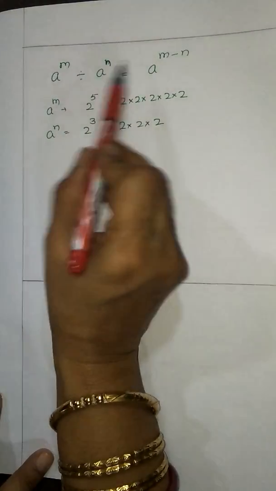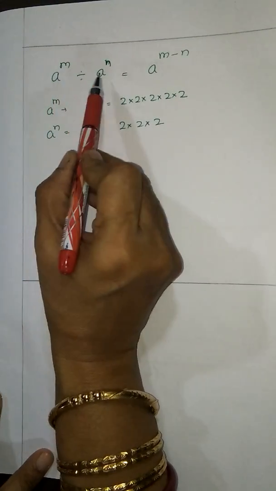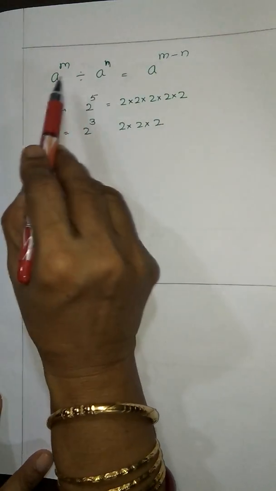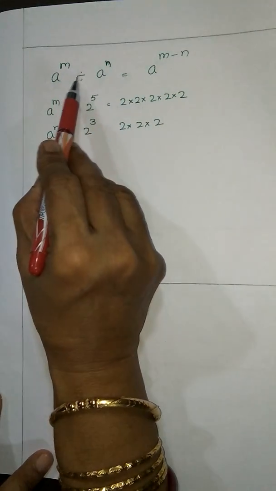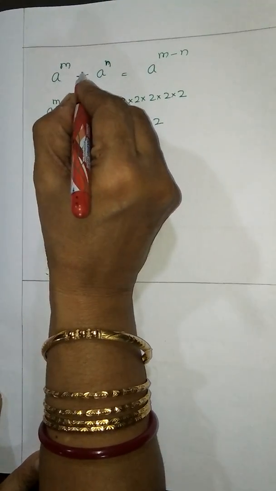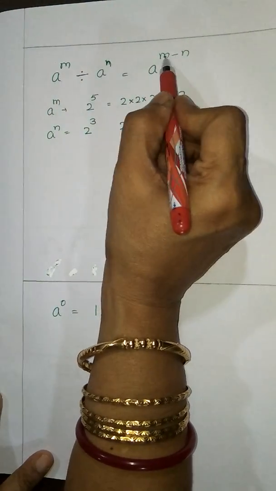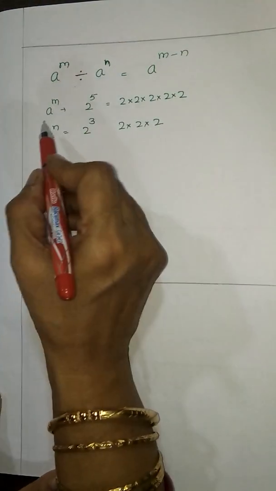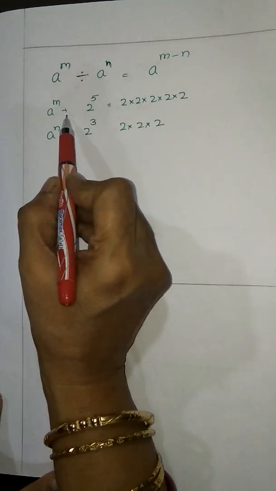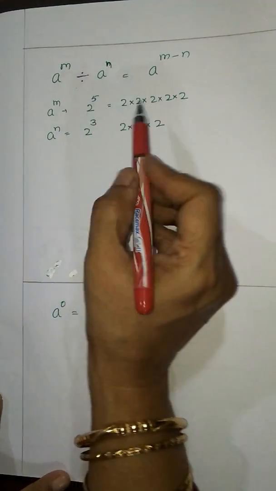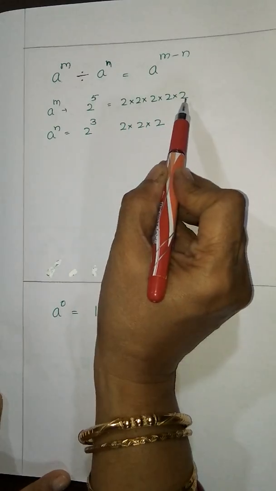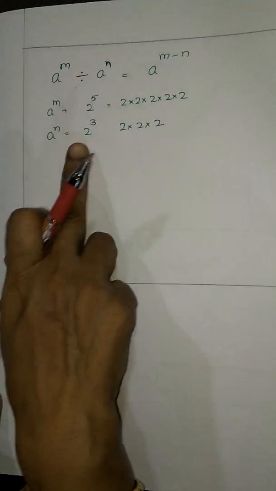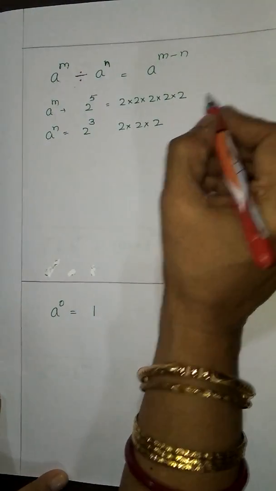The next law is a to the power of m divided by a to the power of n is equal to a to the power of m minus n. That is, when the bases are same and the powers are different and you have to divide, then you can subtract the powers. Again we'll do an example. Let a to the power of m be 2 to the power of 5. So I'll write it as 2 into 2, 5 times, and 2 cube is 2 into 2 into 2, that is 2 three times.